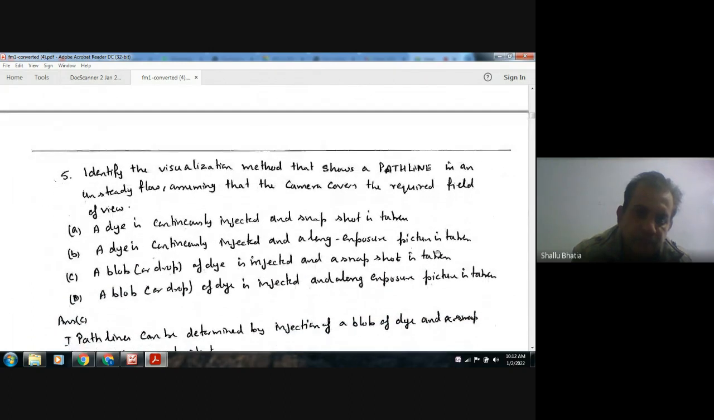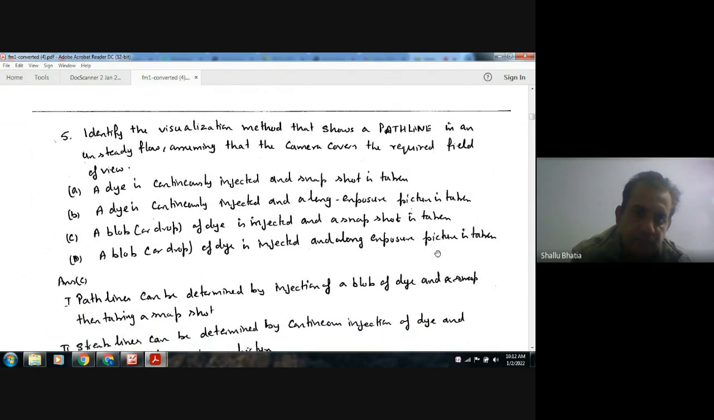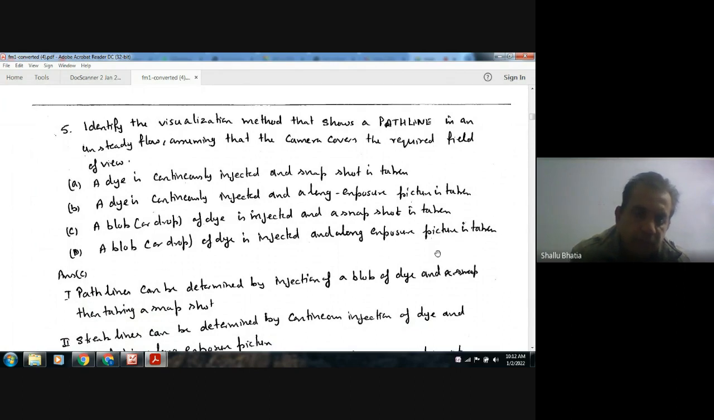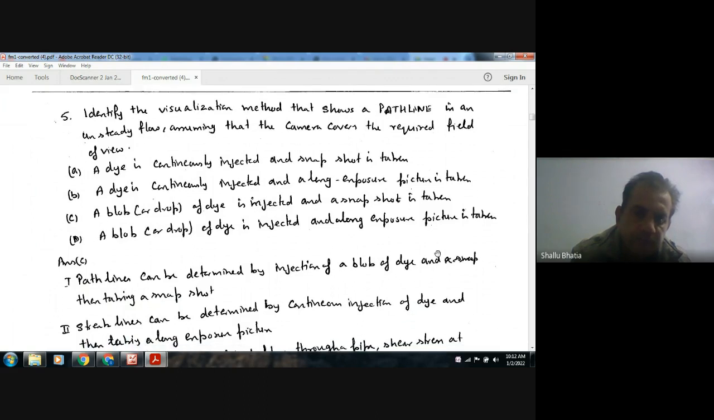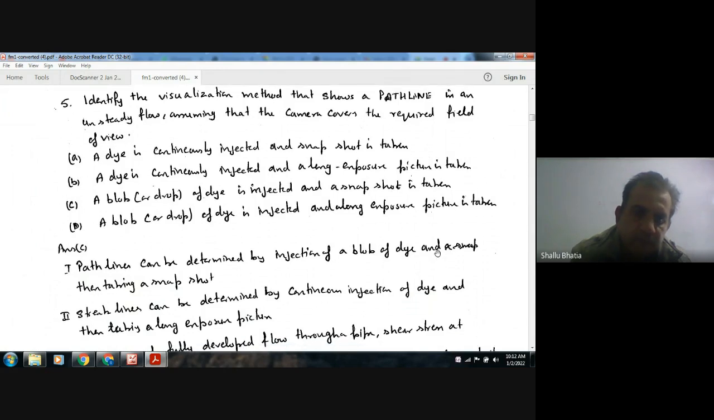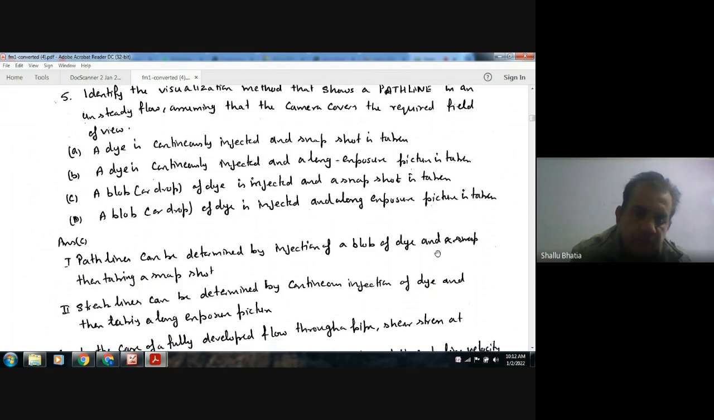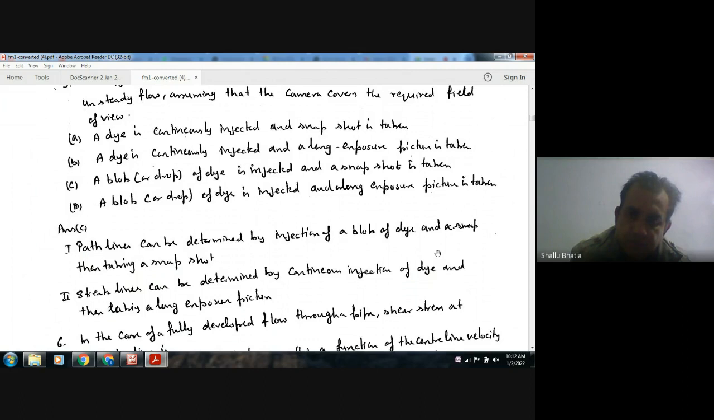Identify the visualization method that shows a path line in an unsteady flow, assuming that the camera covers the required field of view. Option A, dye is continuously injected and a snapshot is taken. B, dye is continuously injected and a long exposure picture is taken. C, a blob or drop of dye is injected and a snapshot is taken. D, a blob or drop of dye is injected and a long exposure picture is taken.